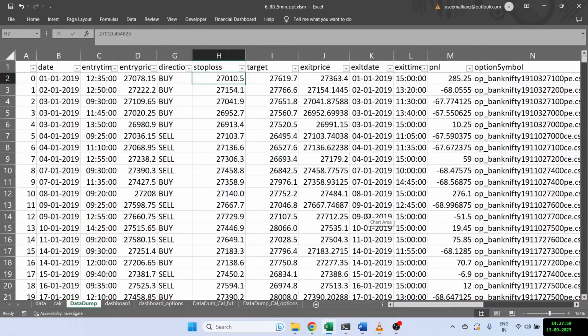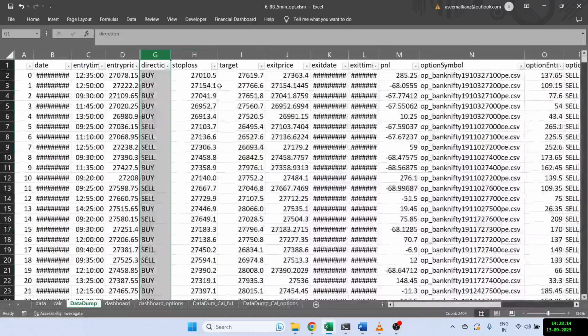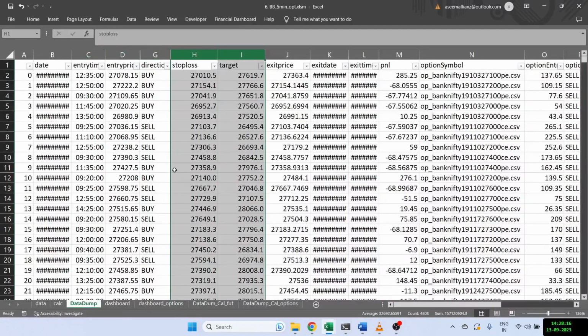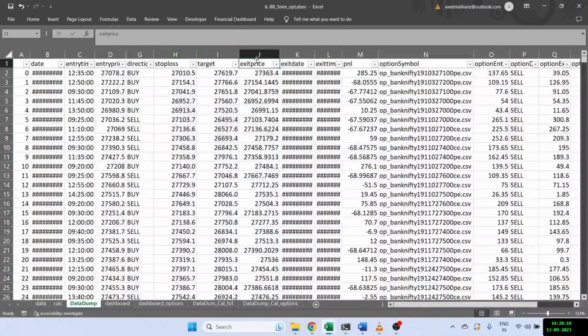So these are the updated results of the strategy where I'm taking the entry based on the Bollinger Bands, and I'm just keeping a stop loss of 0.25% and a target of 2% intraday. Again, I'm showing the date, the entry time, the entry price, the direction, the stop loss and the target, and then the final exit price and the P&L that I've got.